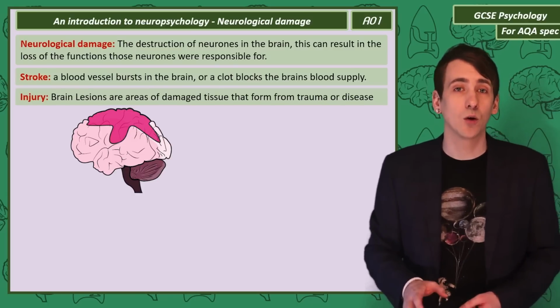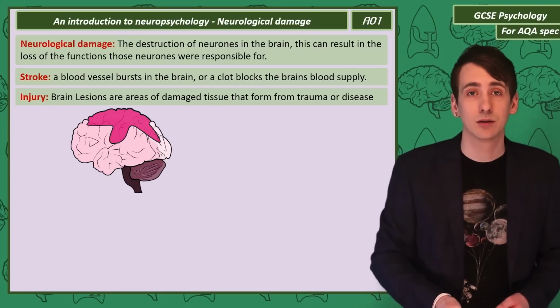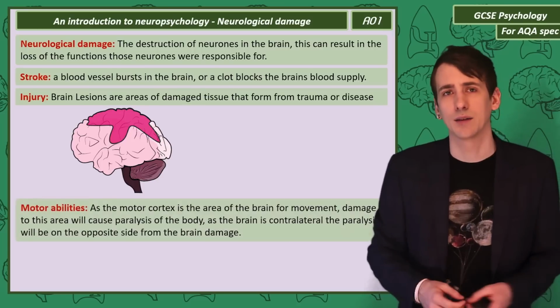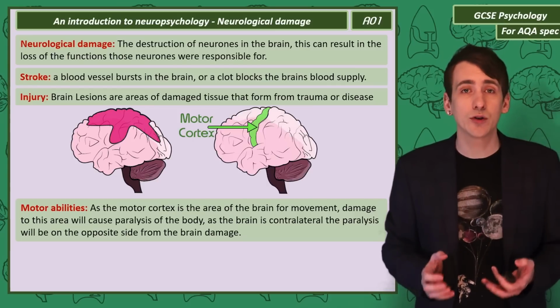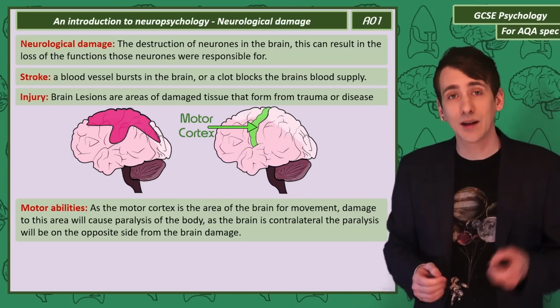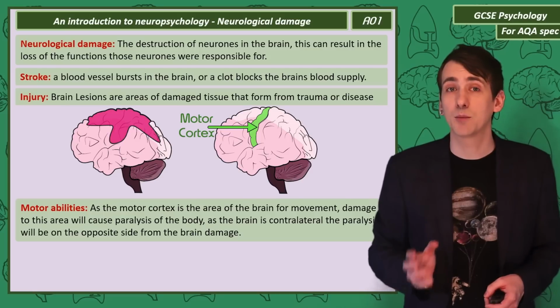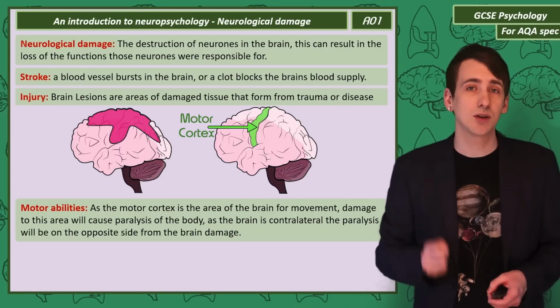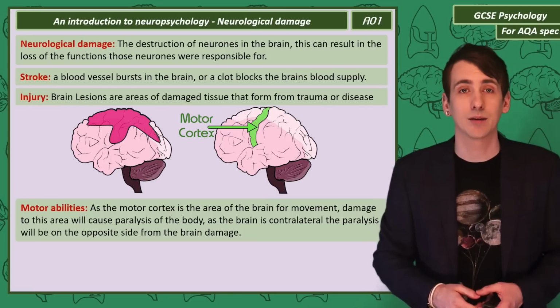So problems that can be caused by neurological damage will be related to the area that's damaged. So let me explain this. Motor abilities are how we move our body. If the motor cortex is damaged, then this can cause paralysis of the part of the body that section of the motor cortex controls. But keep in mind, the brain is contralateral, so damage to the motor cortex will cause paralysis on the opposite side of the body.